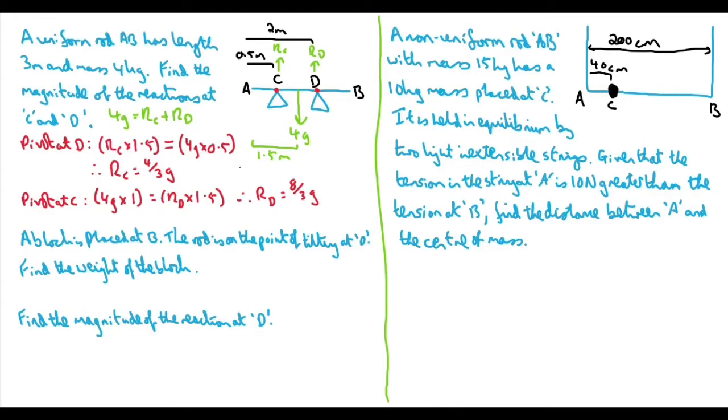We're told a block is placed at B. So, okay, we're now going to add some other thing here. We don't know what the mass of the weighted thing is going to be, but we know it's going to have a weight, so we can just put an arrow coming down here of W. Now the rod is on the point of tilting at D. I'm just going to find the weight.